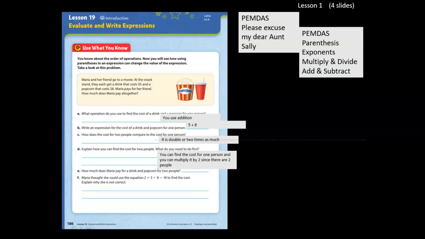Letter E, how much does Maria pay for a drink and popcorn for two people? The answer is $26. And the last one. Maria thought she could use the equation 2 times 5 plus 8 equals 18 to find the cost. She is not correct. Why not? The answer is Maria's expression says to multiply 2 drinks and then add a popcorn. And she needs to multiply 2 drinks and 2 popcorns.